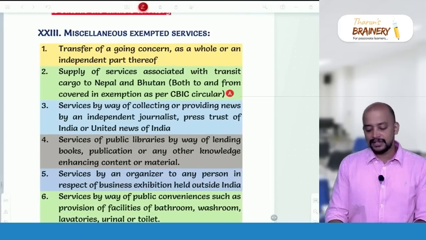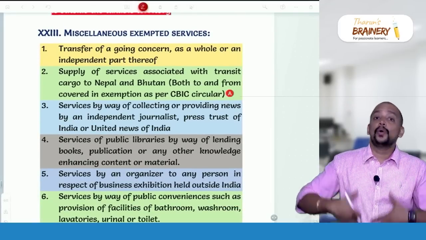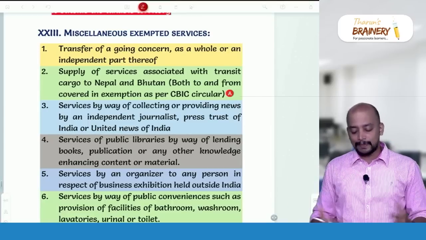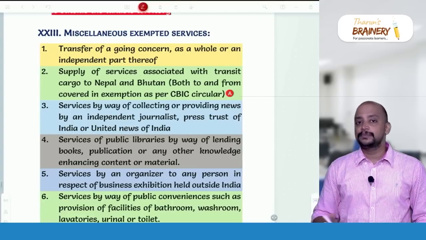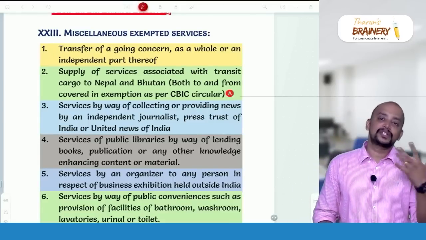Then miscellaneous exempted services. So that is, I have a business and I am transferring that business as a going concern, as such, lock, stock, barrel. So as a whole or independent part thereof. Now whatever consideration, sale consideration that I get by transfer of business will be exempted.